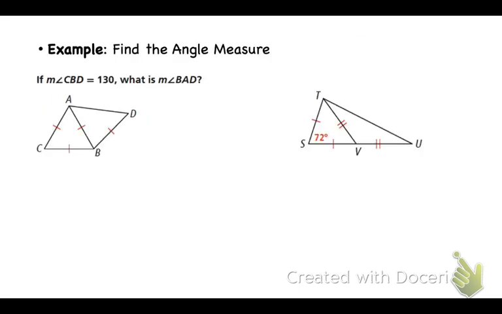Okay. So on the left, I have 2 triangles forming a quadrilateral. What's a quadrilateral?